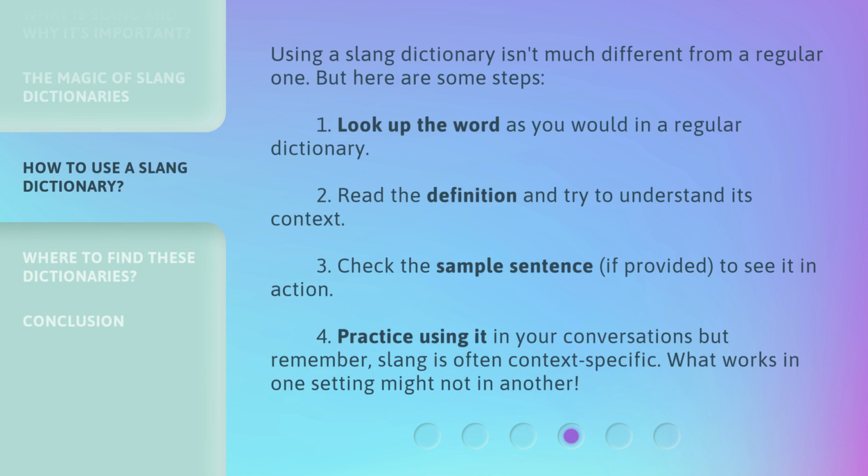Using a slang dictionary isn't much different from a regular one. But here are some steps. 1. Look up the word as you would in a regular dictionary. 2. Read the definition and try to understand its context. 3. Check the sample sentence, if provided, to see it in action. 4. Practice using it in your conversations, but remember, slang is often context-specific. What works in one setting might not in another.